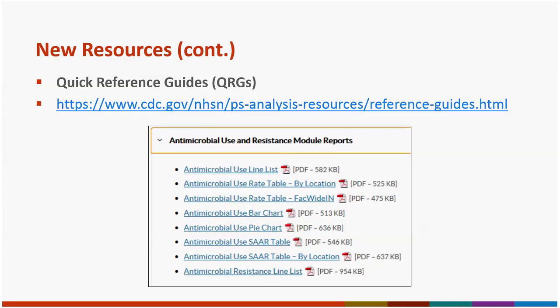Wanted to point out another resource update. We've updated the previously existing 6 quick reference guides with new screenshots and processes for the NHSN version 8.6, which was released earlier this year. We've also added 2 new QRGs, the SAR table by location and antimicrobial resistance line list. Not only are these reports valuable to facilities, as you can imagine, for analyzing their data, but facilities or you as vendors could use these for QA and validating the data.